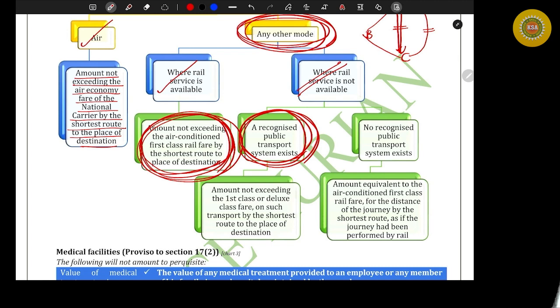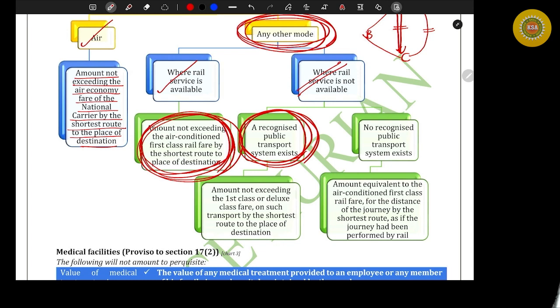If there is a recognized public transport system like a bus, that's it. Then what you can take is the amount not exceeding the first class or deluxe class fare on such transport by the shortest route to the place of destination. That means from Chennai to Kodaikanal and coming back. What exactly is the bus ticket cost? That is the maximum exemption. Who told you to go in bullet? Go by bus. That is the maximum exemption.